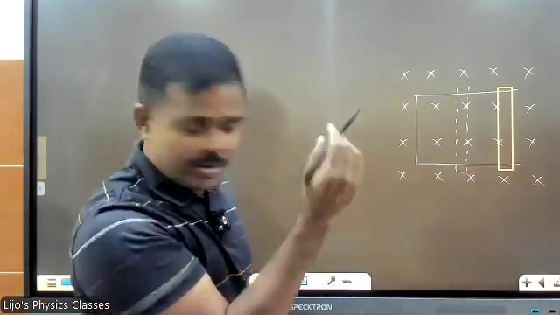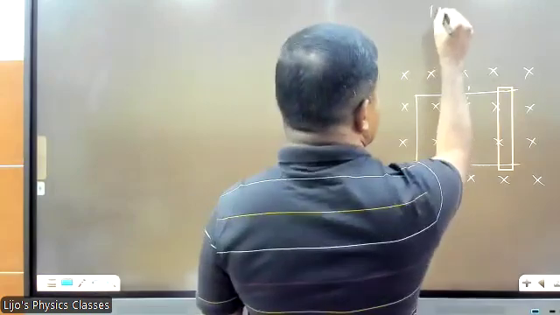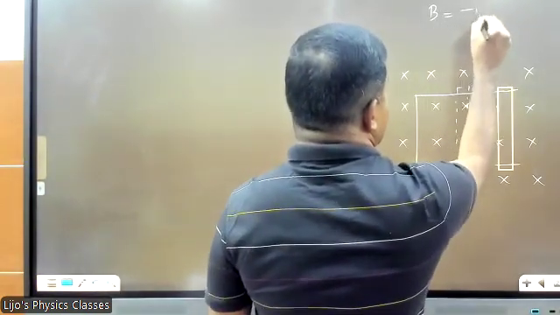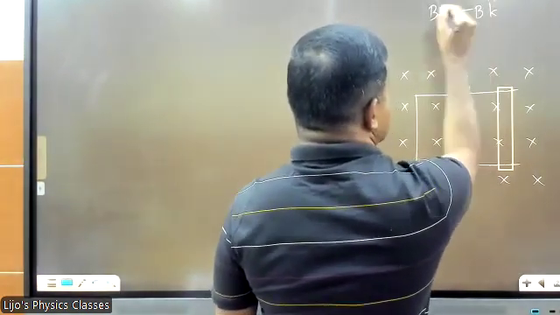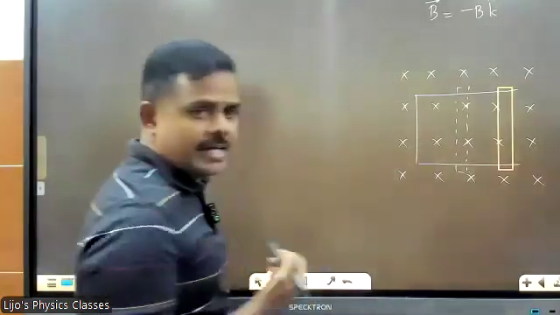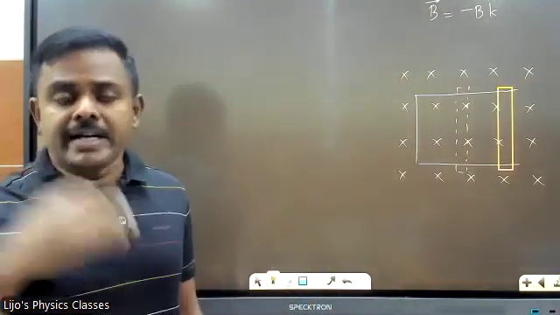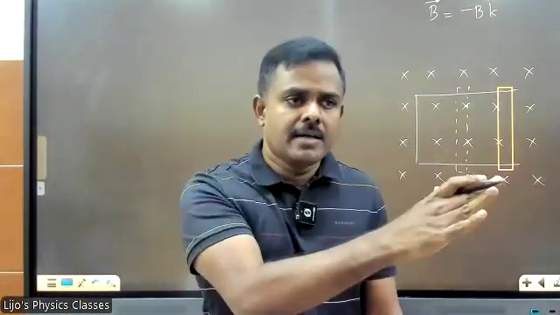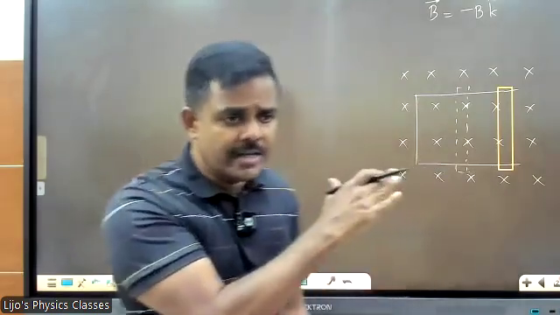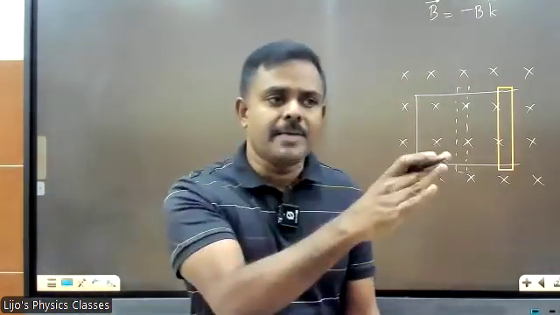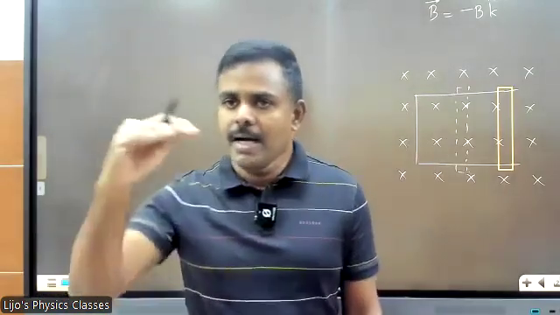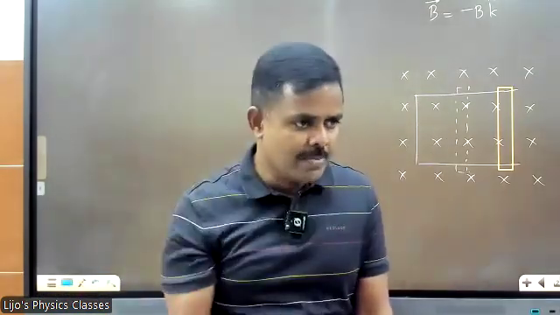Okay. And what all things are we writing first? I'm writing the magnetic field. What is the magnetic field? I can write it as minus B K cap. Why minus K cap? Like I said, rightward is plus I, leftward is minus I. Upward is plus J, downward is minus J.